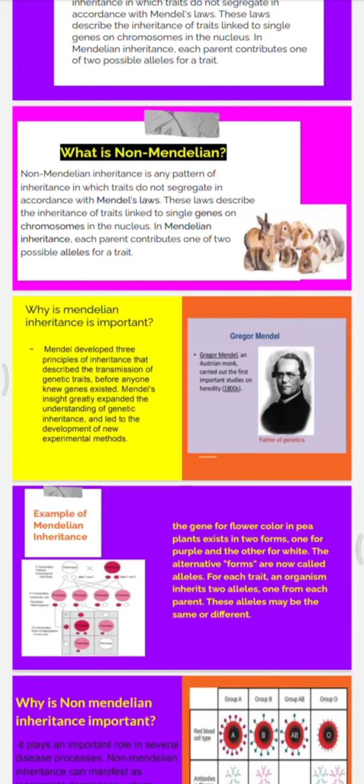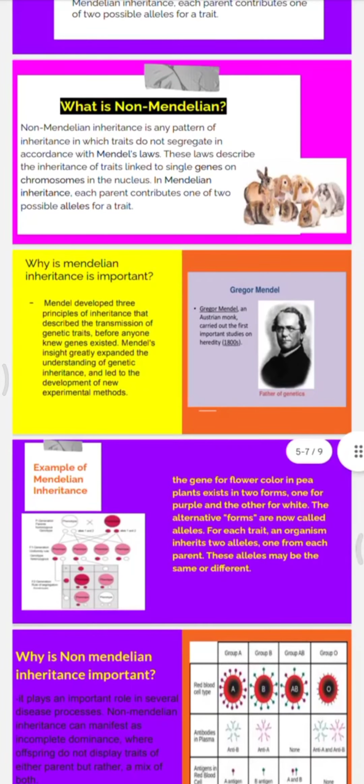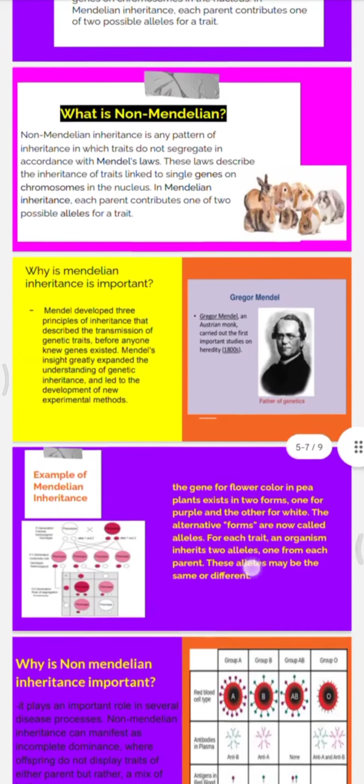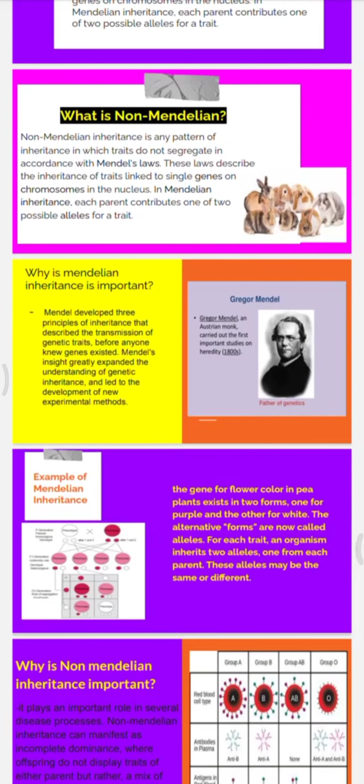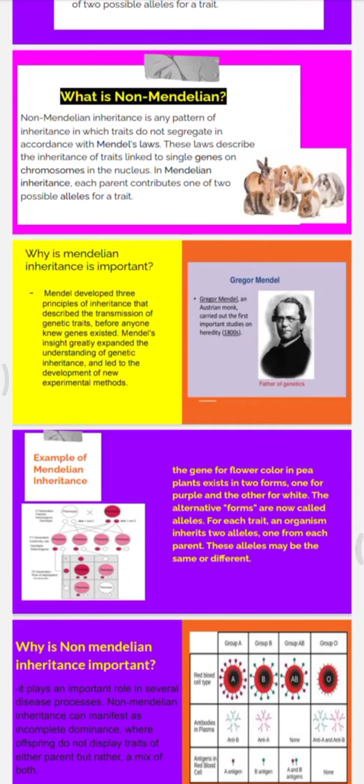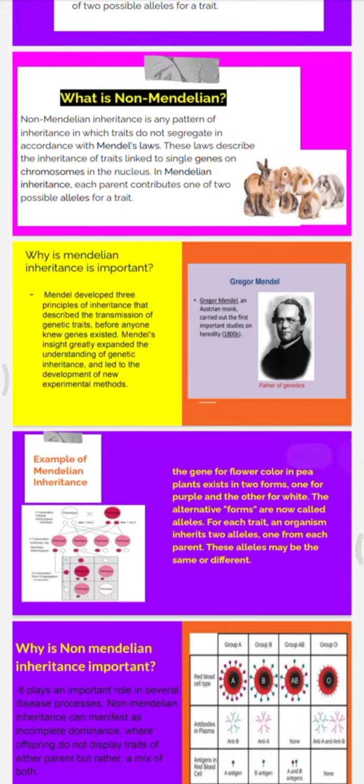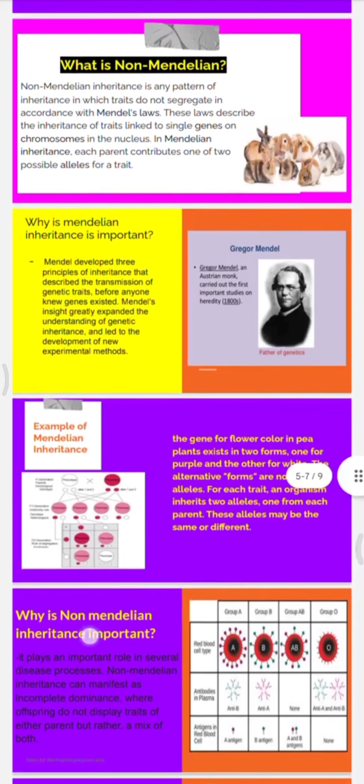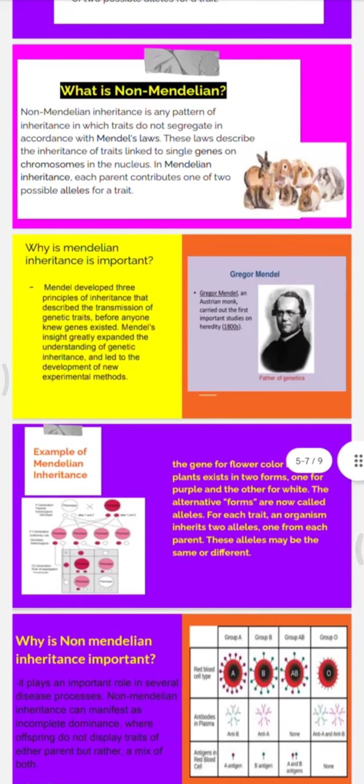in the 1800s. An example of Mendelian inheritance is the gene for flower color in pea plants, which exists in two forms, one for purple and the other for white. The alternative forms are now called alleles. For each trait, an organism inherits two alleles, one from each parent. These alleles may be the same or different.